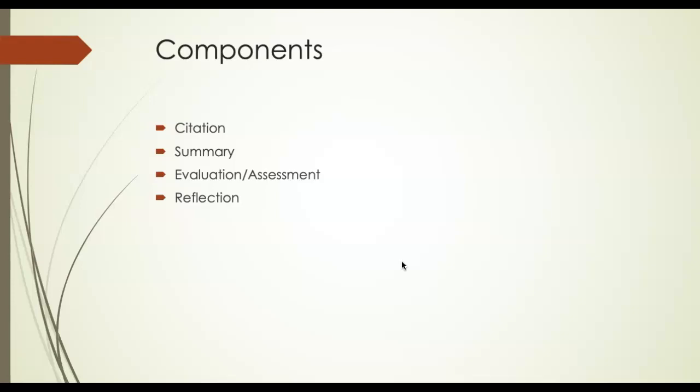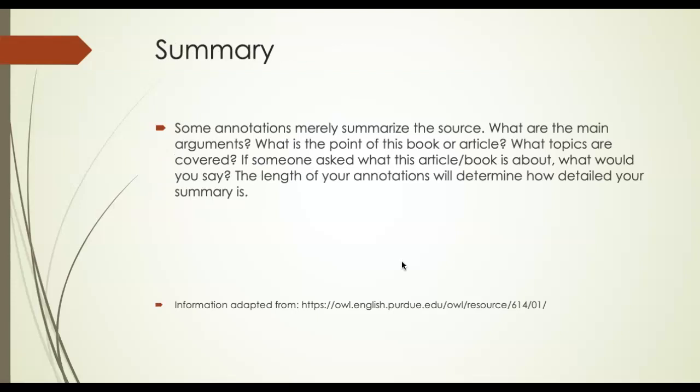Each source will have a citation that's in MLA format. For each source you will write a summary, an evaluation or an assessment, and a reflection. So for your summary, you can consider these questions when you're writing it for your source. What's the main argument of the source? What is the point of the book or article? What are the topics covered? If someone asked you what the article or book is about, what would you say?